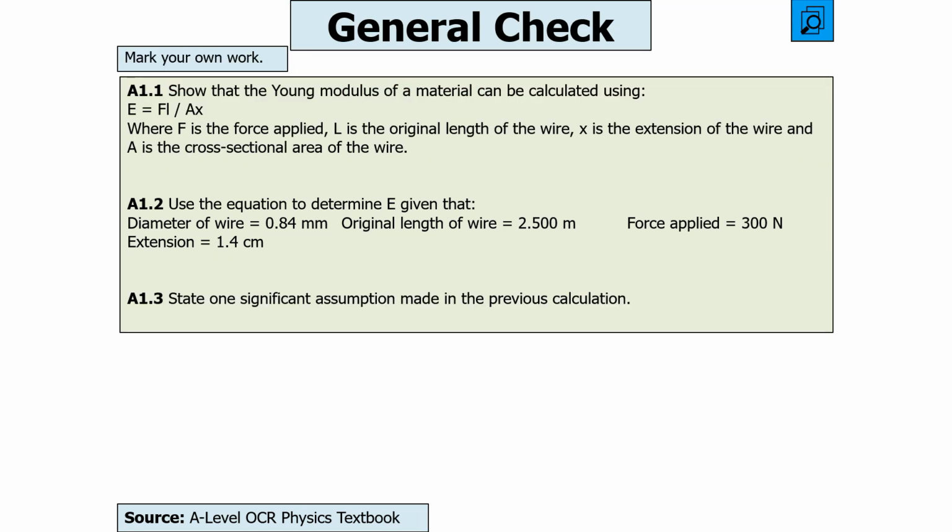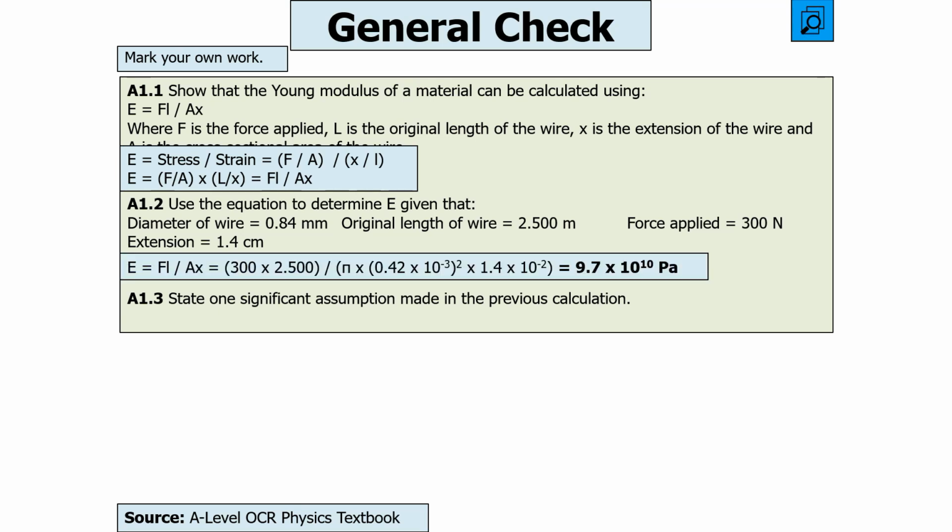Right, so we know that the Young modulus is stress over strain, stress is force over area, strain is extension over length, so when you work it through, it's F over A times by L over X, so therefore it's FL over AX. We can then pop the values into the equation, so it's 300 times by 2.500 over pi r squared. So we take our diameter, we half it, we then turn millimeters into meters to work out our area. We then multiply by our extension, again centimeters into meters, so 1.4 times 10 to the minus 2. So we get 9.7 times 10 to the 10 pascals.